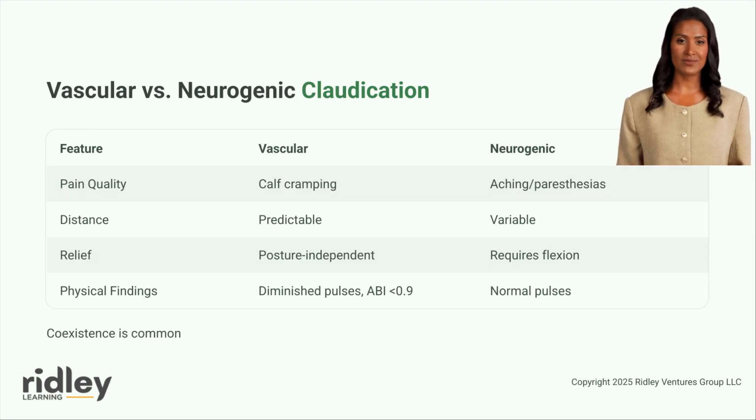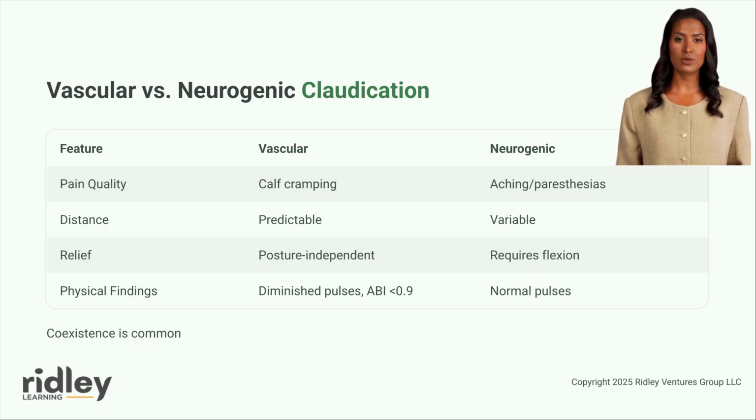Coexistence of neurogenic and vascular claudication is common given the shared risk factors of age and cardiovascular disease. Patients with both conditions may present with mixed features that complicate diagnosis. In such cases, the two-stage treadmill test described earlier can help clarify the relative contribution of each condition, and vascular consultation may be indicated for comprehensive evaluation and management.